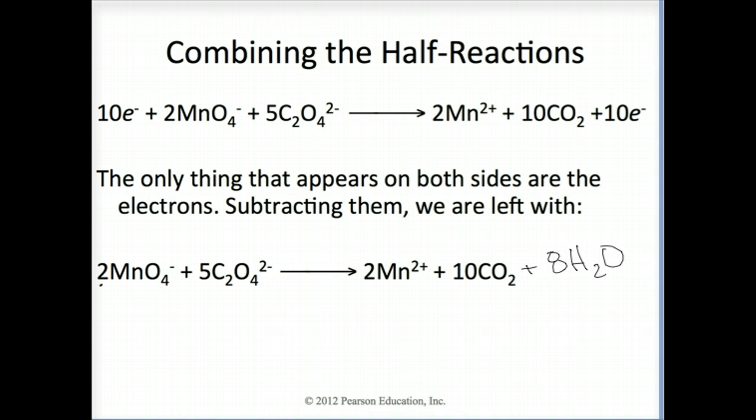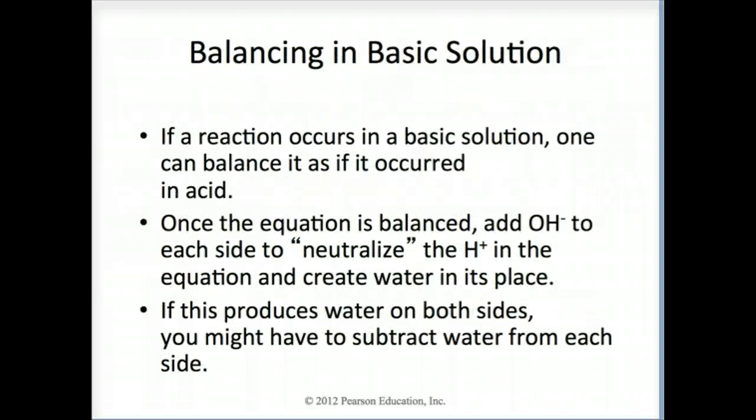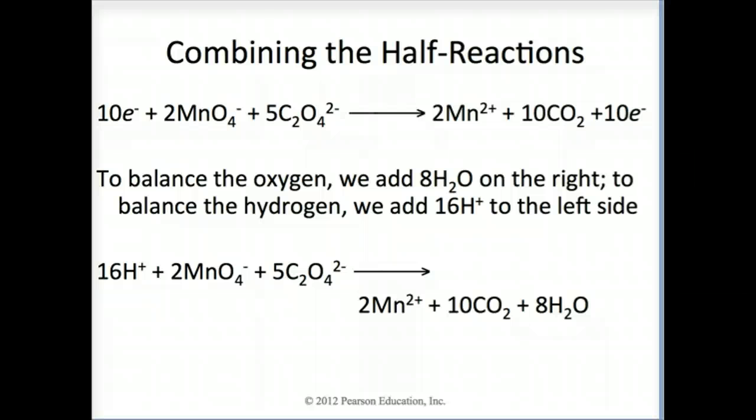Now as soon as I add water, I've introduced something else to account for, and that's the hydrogens. Well, I have 8 waters, that means I have 16 hydrogens. The 16 hydrogens need to go to this side, and now I have a balanced redox reaction. All of my oxygens are balanced, all my hydrogens are balanced, I'm good. Now, the big thing to remember is that's in an acidic solution.